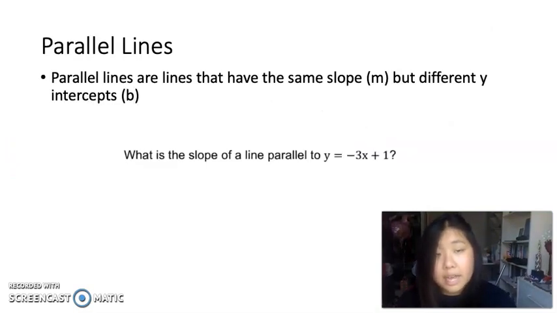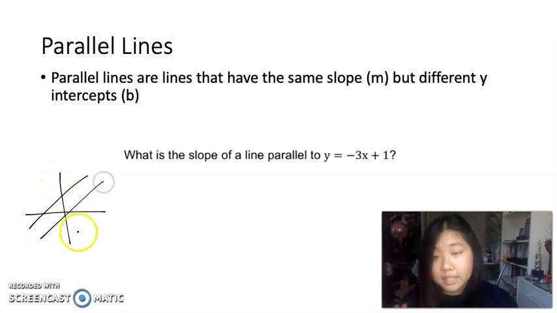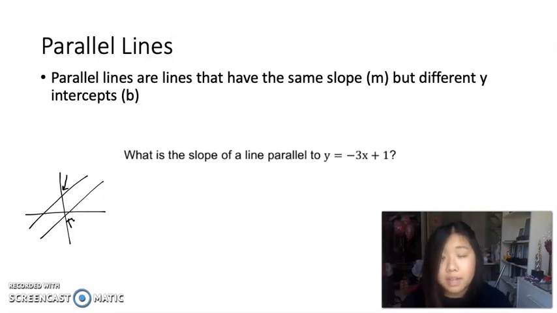Parallel lines are lines that have the same slope, m, but different y-intercepts. If you were to draw this out, these lines are parallel because they have the same slope, but they have different y-intercepts, because this line has a y-intercept up here, and this line has a y-intercept down here. Okay, so then what is the slope of a line parallel to y equals negative 3x plus 1? Well, we just talked about how parallel lines have the same slope. So a line parallel to this one would have the same slope, which is negative 3.